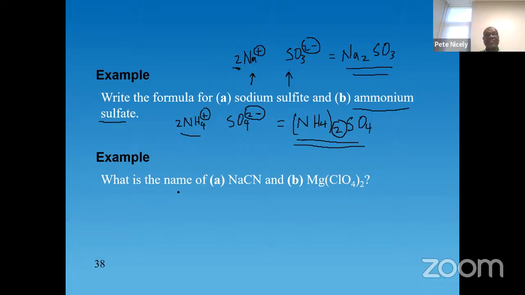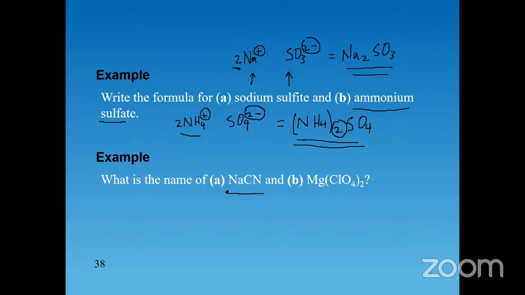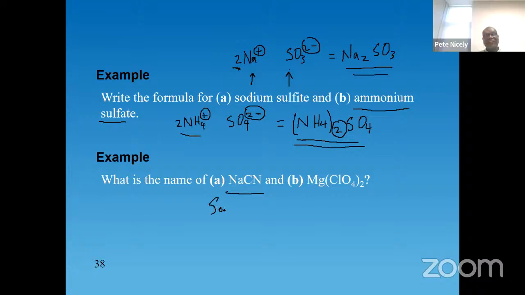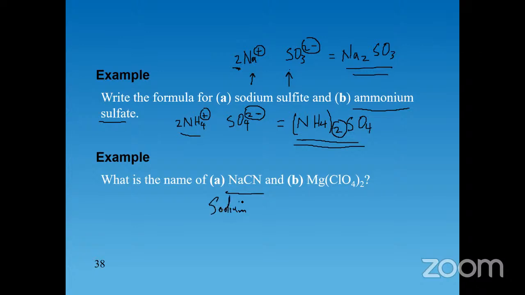All right. So the next examples are asking you to give the name based on the formulas that are given. So let's see if you can do this one. NaCN. What do you think the name of that compound is? Anybody? So the first part's going to be sodium. Sodium, very good. And what's the next part?